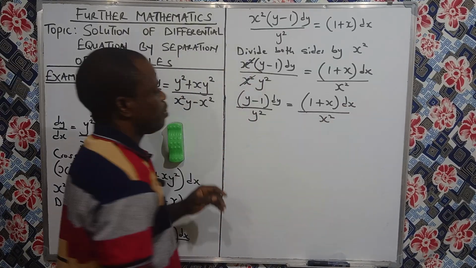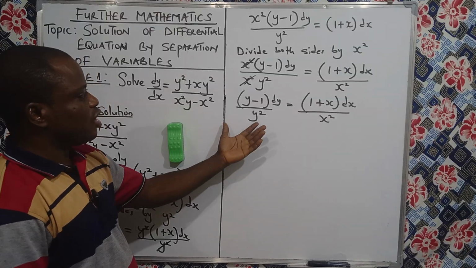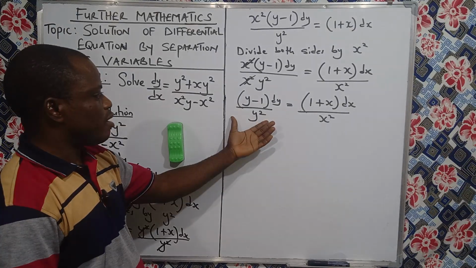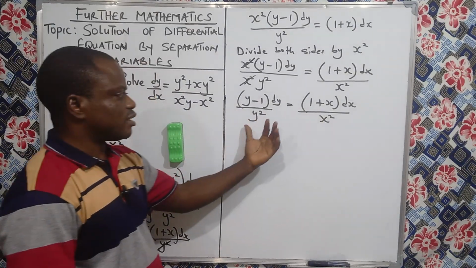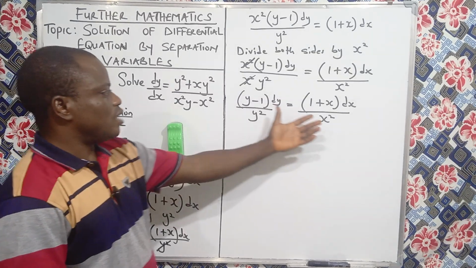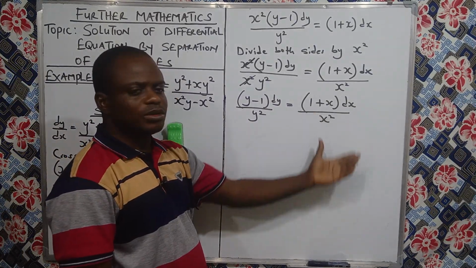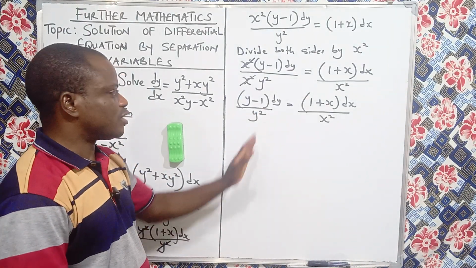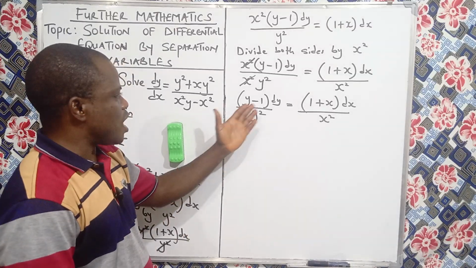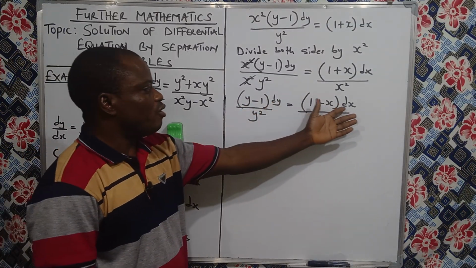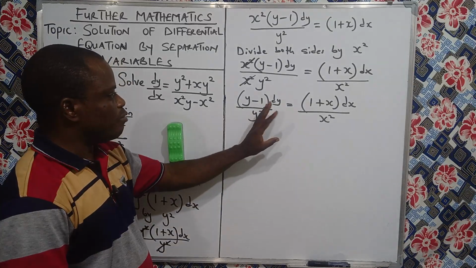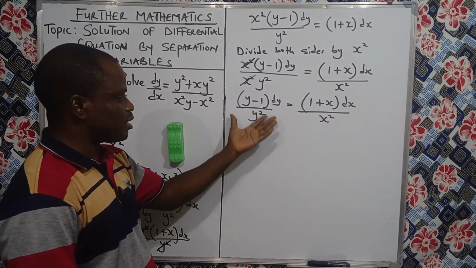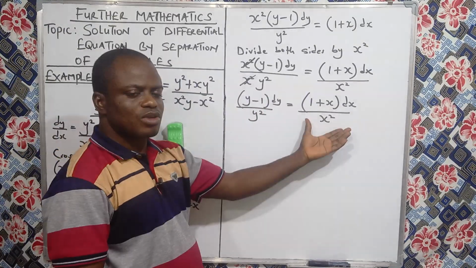Good. When you get to this point, you can see that the expression is in terms of y and x. The left hand side is expressed in terms of y, and also the right hand side is expressed in terms of x. And this is what we call separation of variables. We have separated the variables. All these y's that you are seeing, they are all variables. We have separated them. The left hand side is in terms of y, while the right hand side is in terms of x.